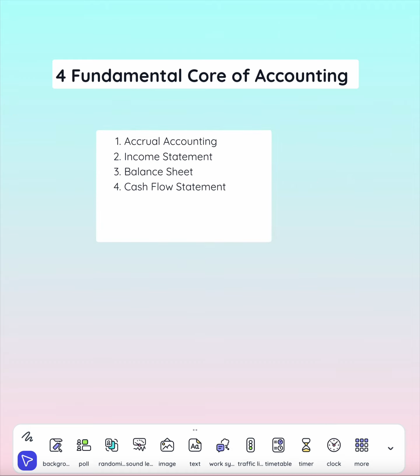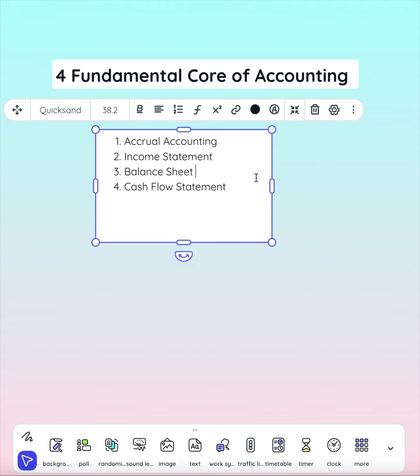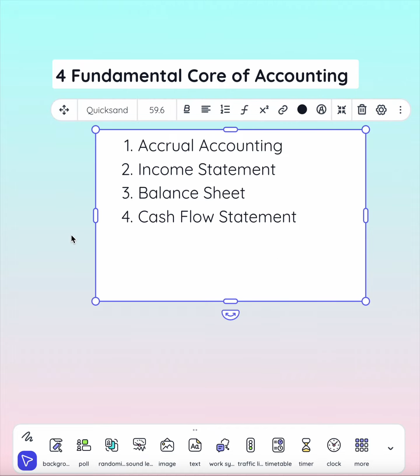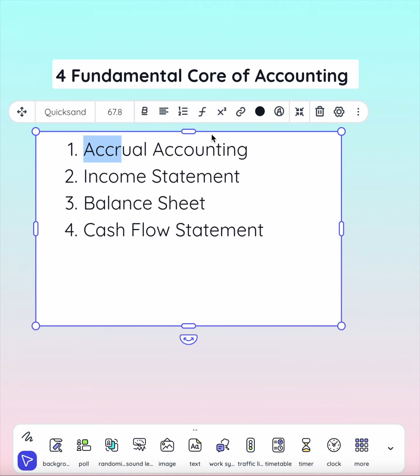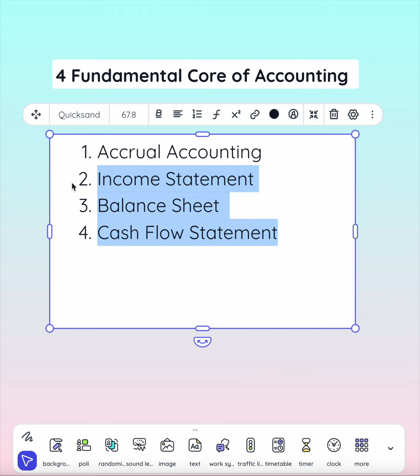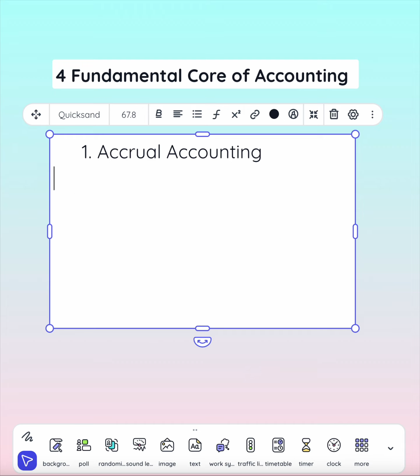So accrual accounting, what is it? Okay, so these are the four fundamental cores of accounting. The first one we're going to talk about is accrual accounting. So accrual accounting, what is it? It records the financial events when they happen.